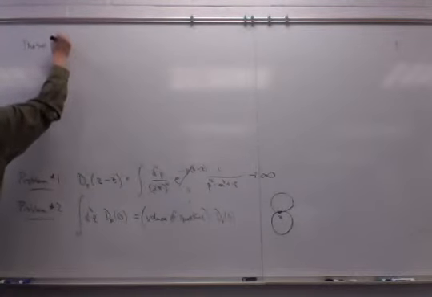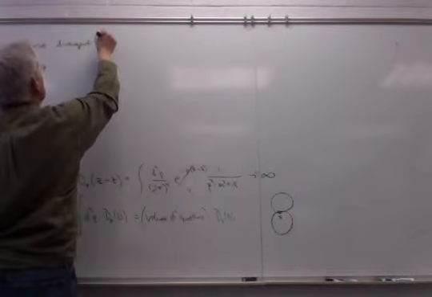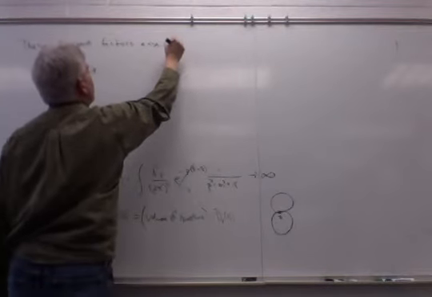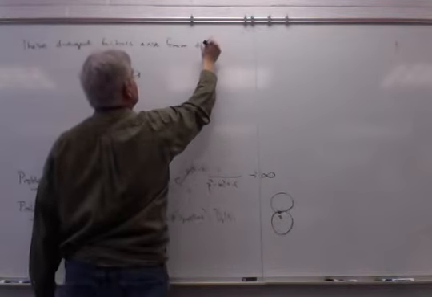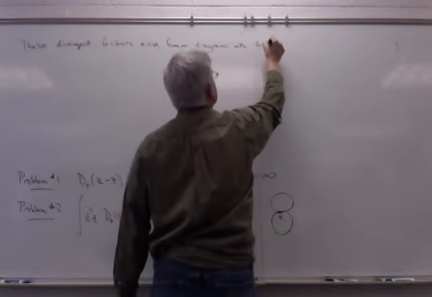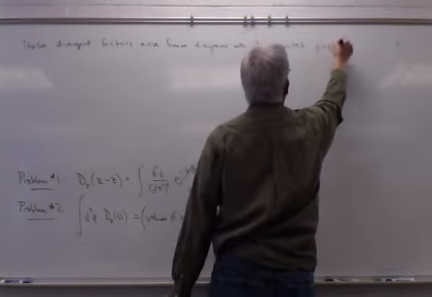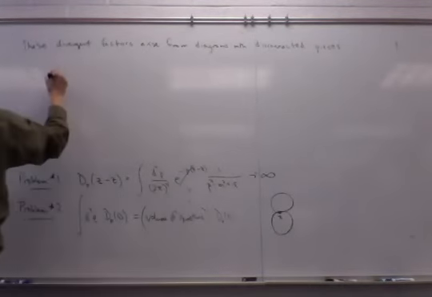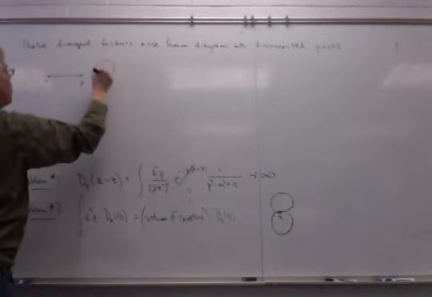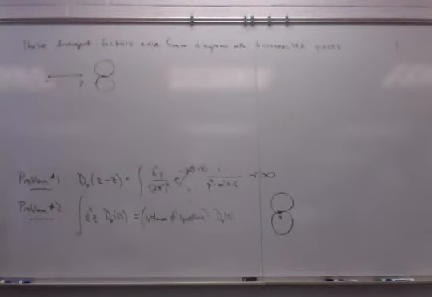These divergent factors arise from diagrams with disconnected pieces. Like, for example, this diagram had a disconnected figure 8 that wasn't connected by any line to x or y.